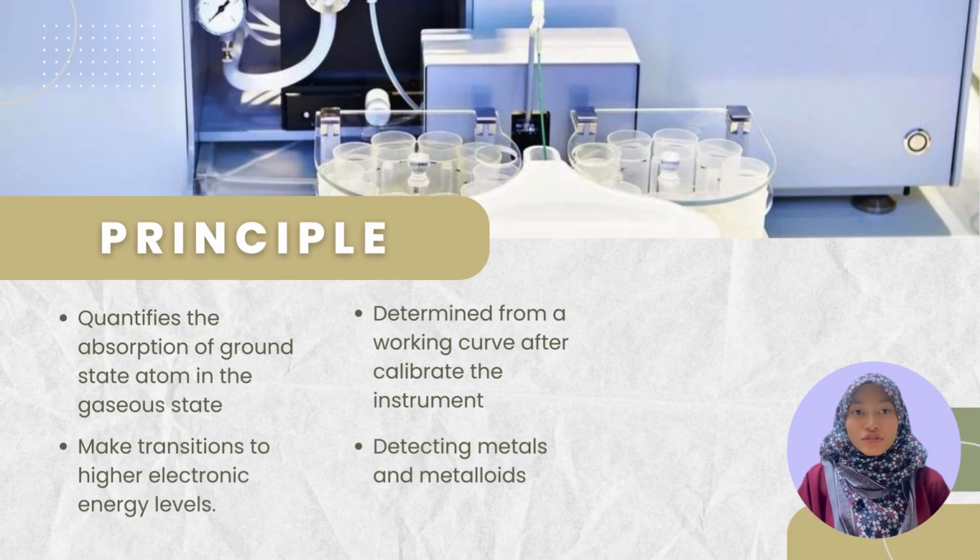By measuring the absorption of light by atoms in a sample, the concentration of the element of interest can be quantified. AAS works on the principle that atoms absorb light at specific wavelengths, which correspond to transitions between energy levels. When a sample containing the element of interest is vaporized and exposed to light of a particular wavelength, the atoms in the sample absorb energy and transition to a higher energy level.